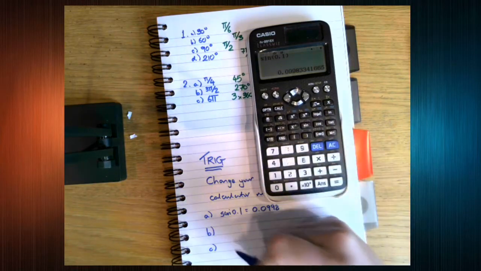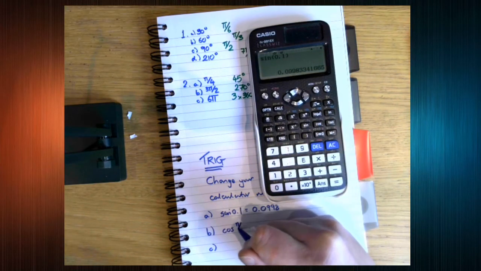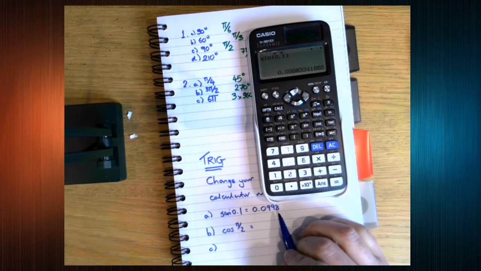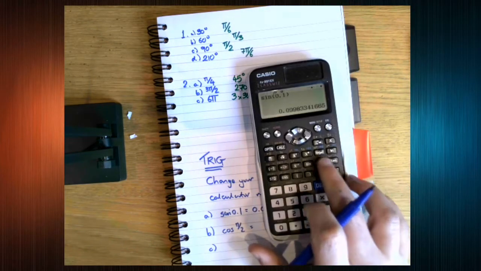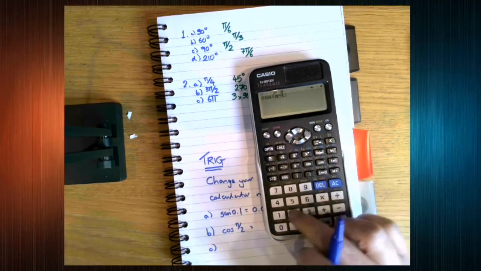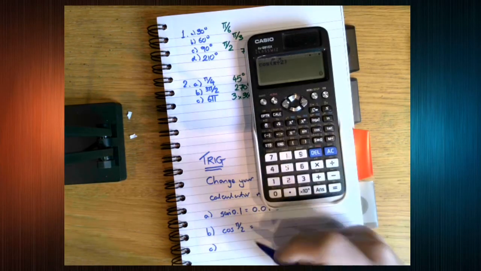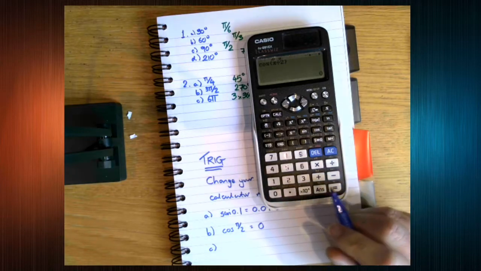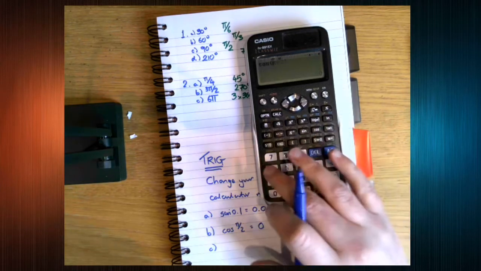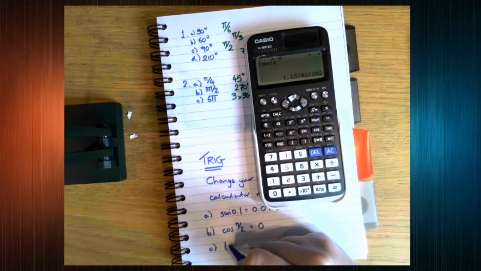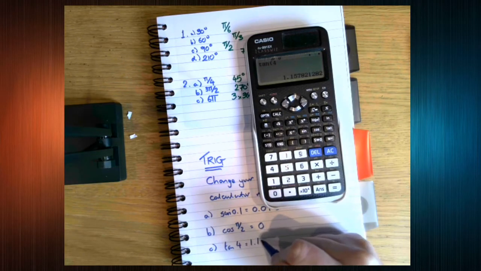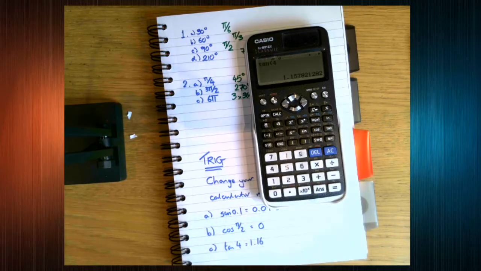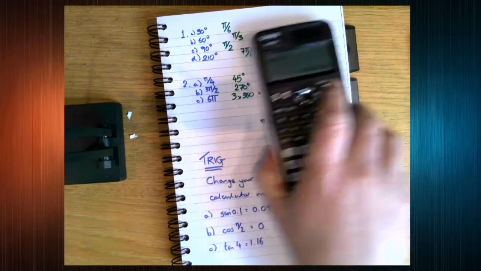Okay, sine of 0.1, 0.0998, cos pi over 2 is 0, which we should expect because of the cos graph, and then tan of 4, a little bit more than 1 there. So, using your calculator, converting between radians and degrees is very important.